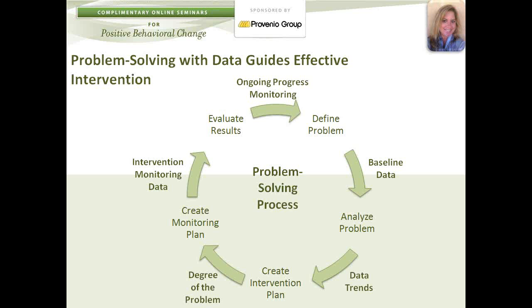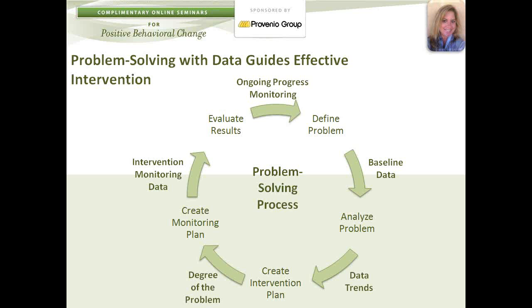As you look at creating the intervention and the monitoring plan, you want to think about the degree of the problem again. Who does it impact? Who needs the intervention? Where will this take place? What will we do as part of the intervention? And again, the degree of the problem will help us know that.